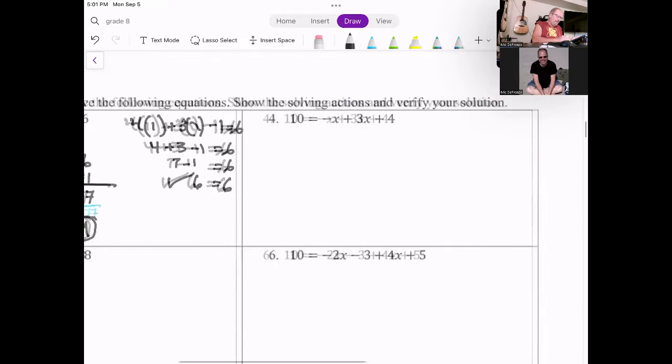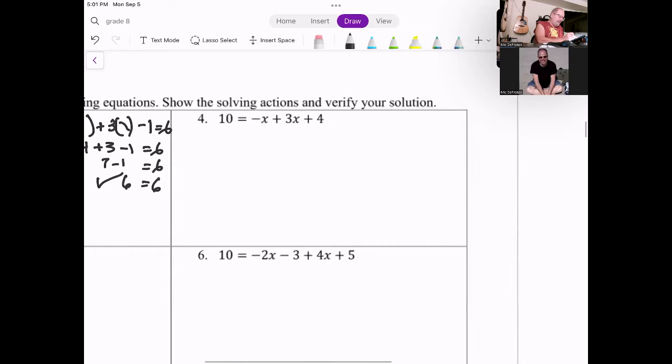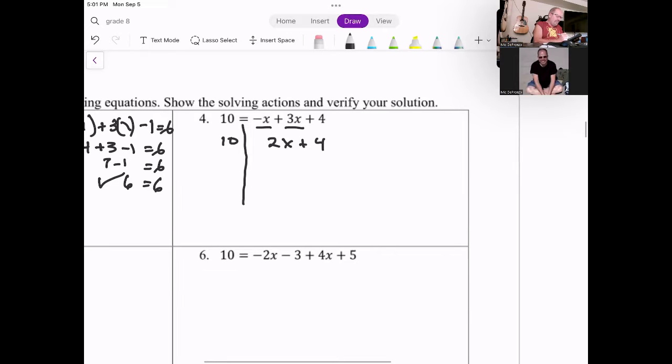Let's try another one. Negative x, 10 equals negative x plus 3x plus 4. So I start with my like terms. Negative x plus 3x is positive 2x plus 4. I'm going to draw the line under the equal sign again. That's the way the kids used to do it in 7th grade when they were solving equations.